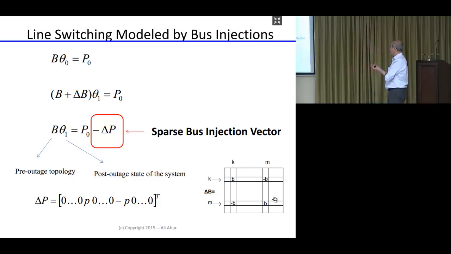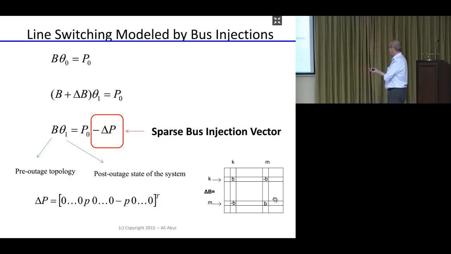And with this change, of course, we are assuming that the injections remain the same. So the loads, injection, and generation remain the same. With these injections remaining the same, you get a different answer now, which is theta 1. But then you can take this and throw it to the right-hand side and call this product delta P. And the equation becomes B times theta 1 equals P0 minus this product, which I called delta P.